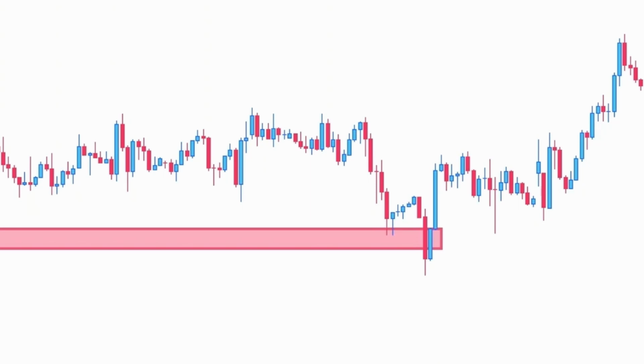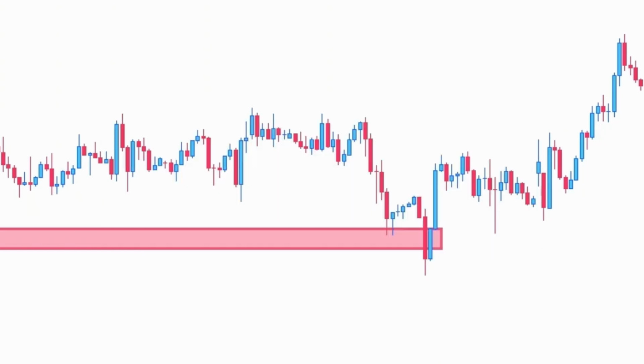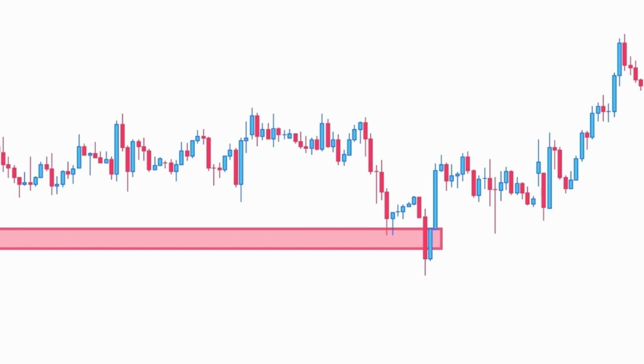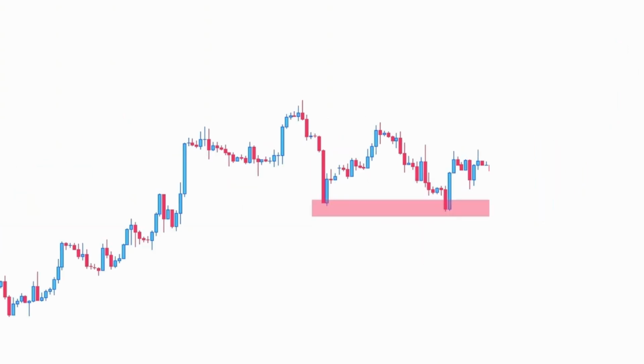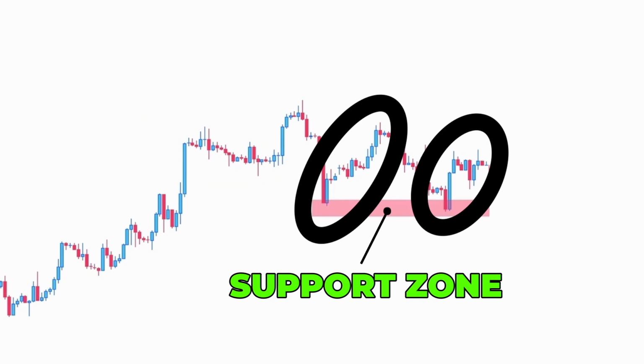Now that we have discussed the basics of the support and resistance zones, let's move on to the strategy of the support and resistance zones. The strategy is about using the multi-time frame analysis along with the support and resistance zones. Let's learn this strategy through an example. So here we have the chart of the market where the price is making higher highs and higher lows. This suggests that the market is in an uptrend, and hence we would look out for the areas from which we can go long. The market has respected this level by making an upward movement when it reaches this zone, and thus we can call this zone a support zone.